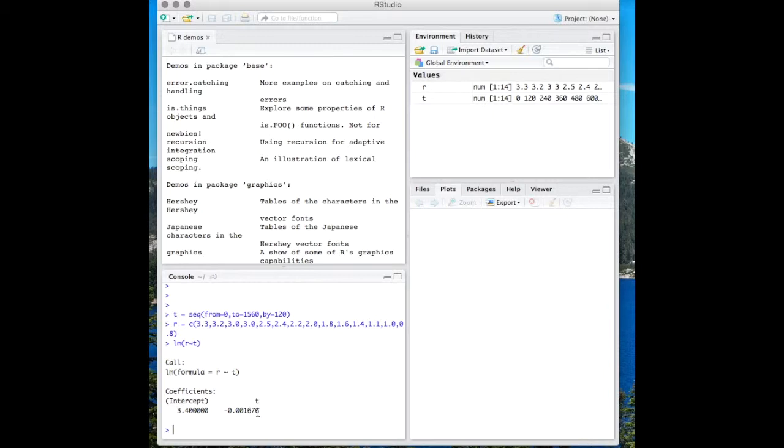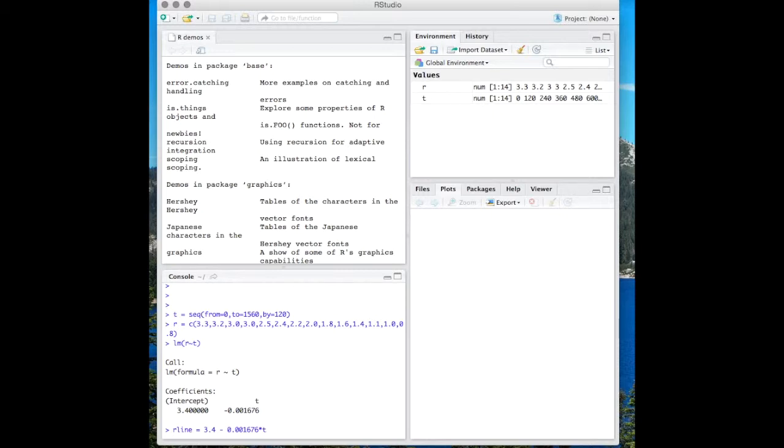Okay, so now we've got these coefficients, and we need to actually define the function that is the line of best fit. The way that we do that, I'm going to name mine R line, and I say R line is 3.4 minus, and you're going to enter it just like you would write down a line, right? So 0.001676 star t.